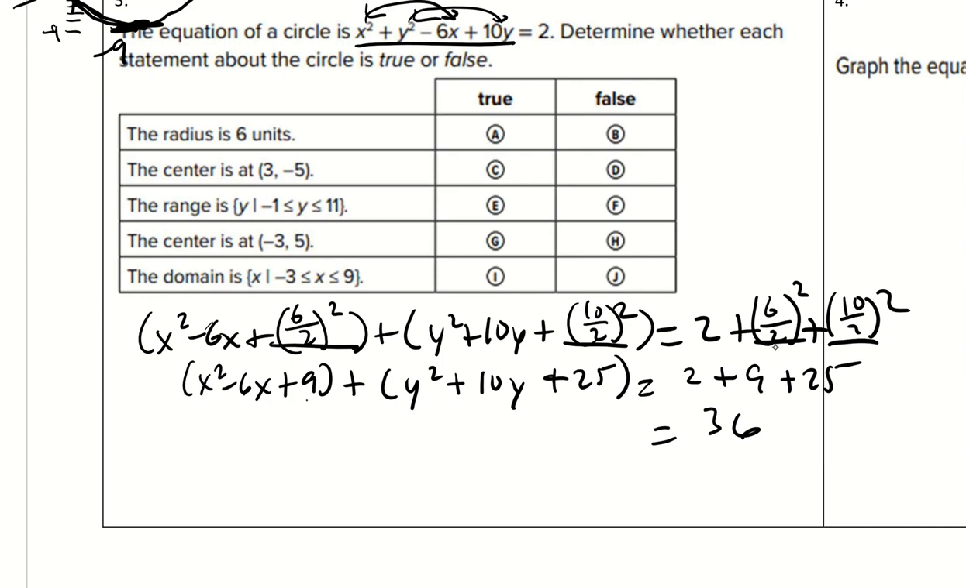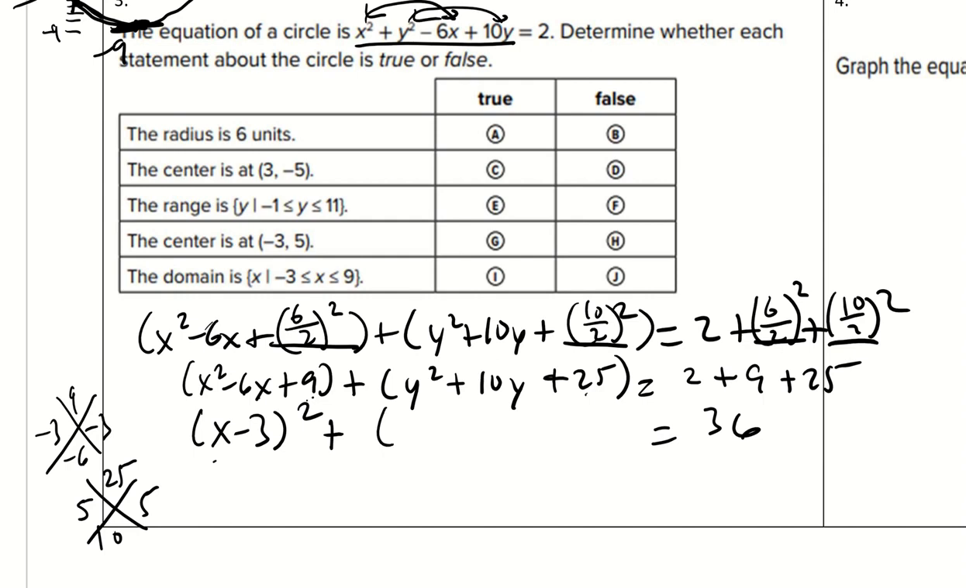Then we're going to say two numbers that multiply to 9 but add up to -6. That's going to be -3 and -3. It's going to be x minus 3 times x minus 3, which is x minus 3 squared. Then for this one, two numbers that multiply to 25 but add up to 10, which is going to be 5 and 5. It's going to be y plus 5 times y plus 5, which is y plus 5 squared.